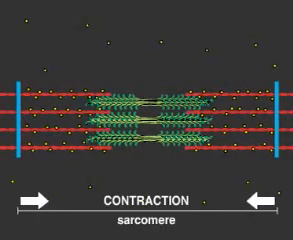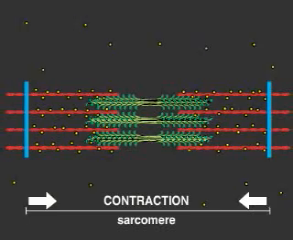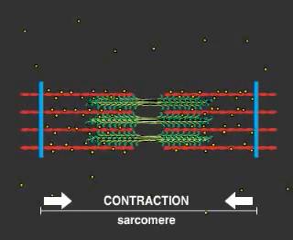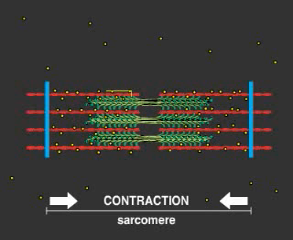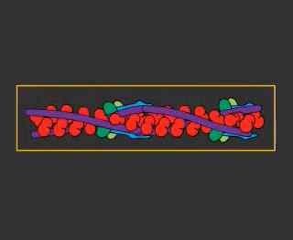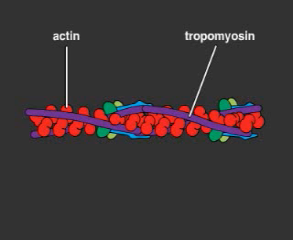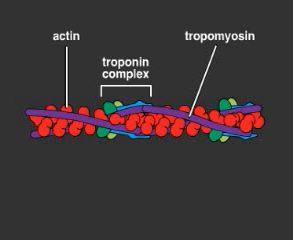In each contracting unit, or sarcomere, thin actin and thick myosin filaments are juxtaposed, but cannot interact in the absence of calcium. This is because myosin binding sites on the actin filaments are all covered by a rod-shaped protein called tropomyosin. A calcium-sensitive complex, called troponin, is attached to the end of each tropomyosin molecule.